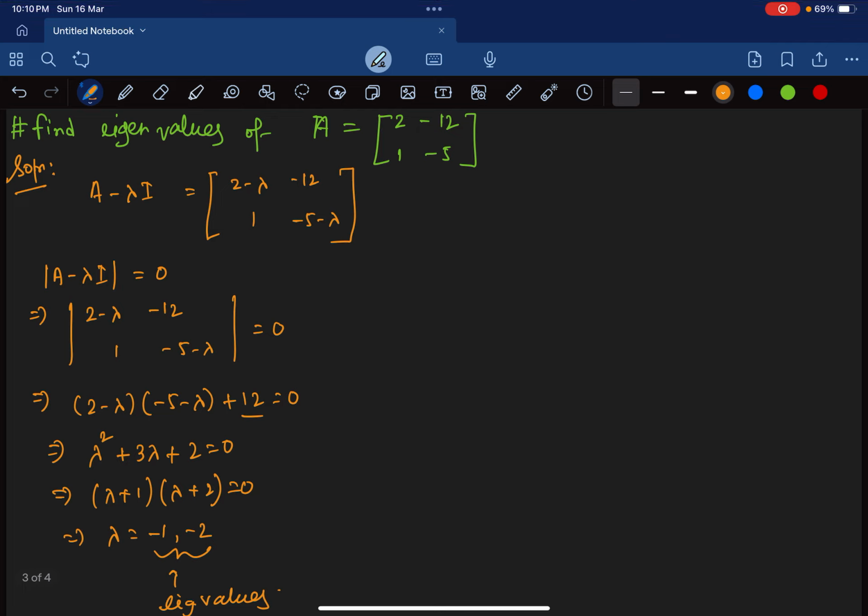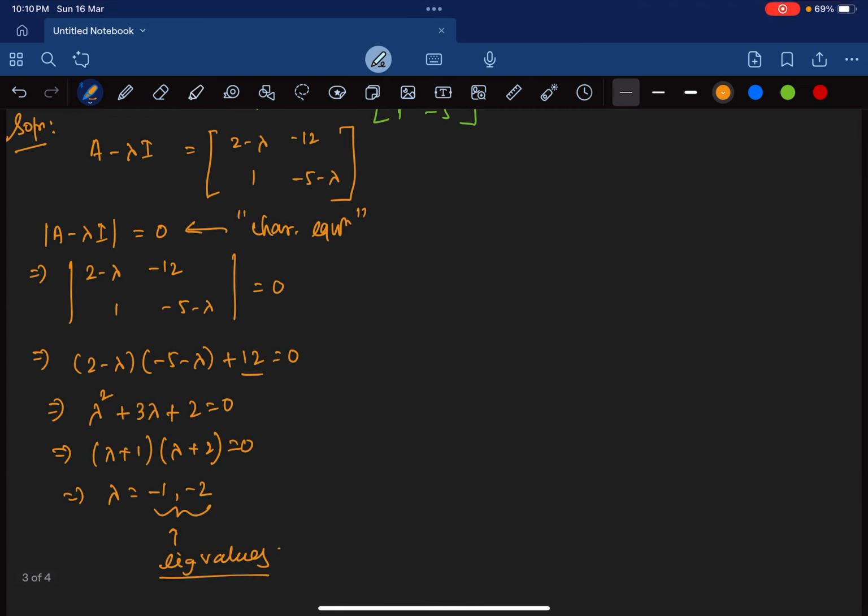Fine. Now see, it is a 2 cross 2 matrix, so you can immediately apply this treatment. This is known as the characteristic equation, and you can get it this way. So these are the eigenvalues.